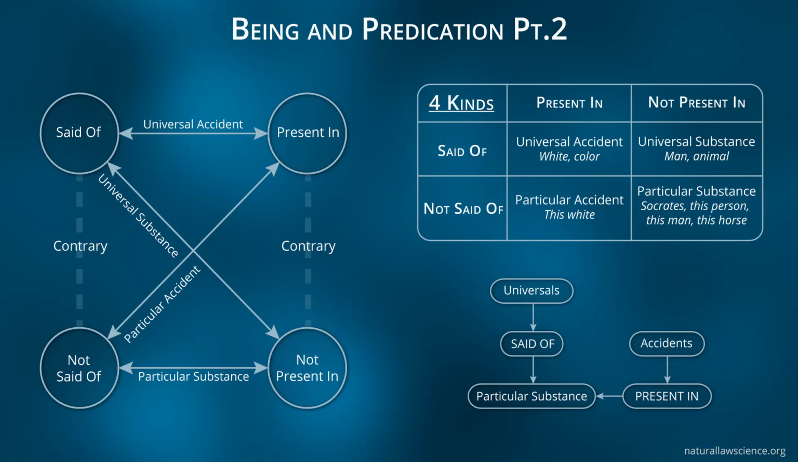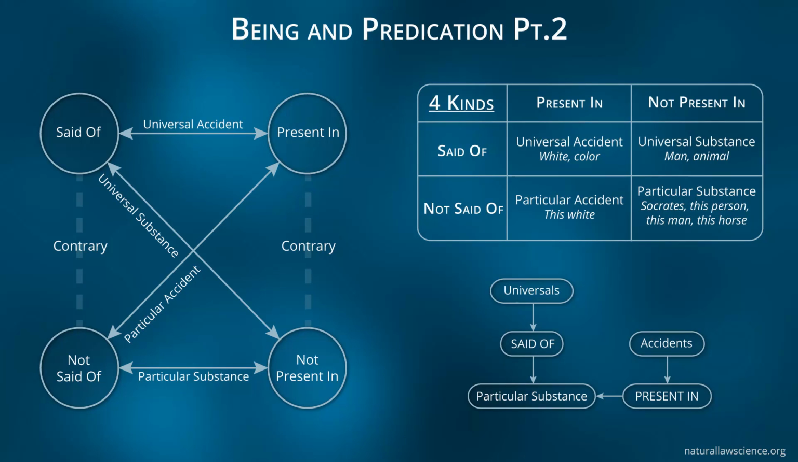So this is Socrates, this person, this man, this horse. And the particular substance has particular accidents, which are present in the particular substance. See? The "in" and "has" go together. The particular substance has particular accidents, which is present in the particular substance.